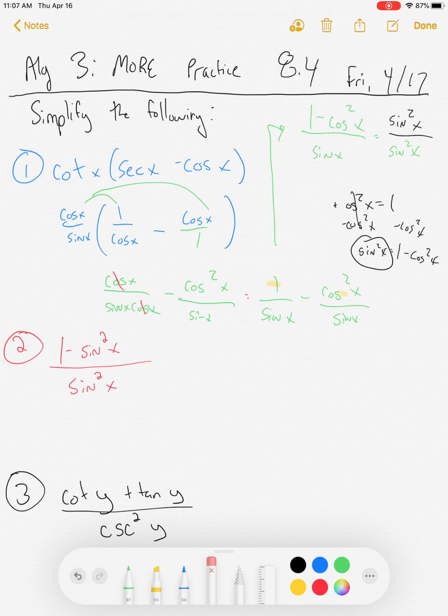Okay, I'm going to erase this black portion down here that I just verified that Pythagorean relationship. This might be quicker.